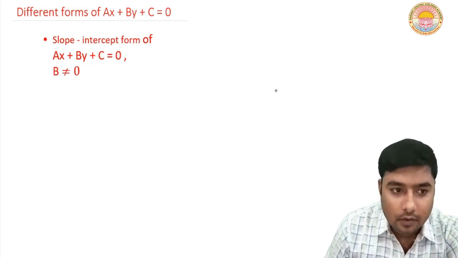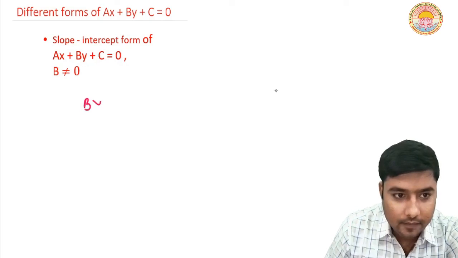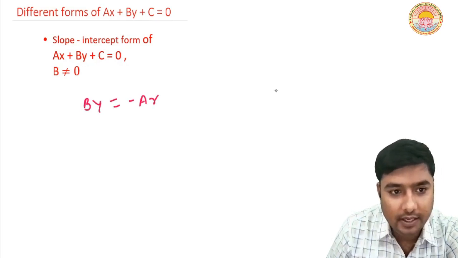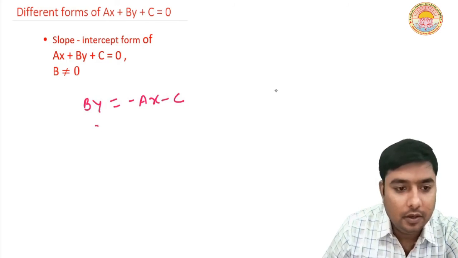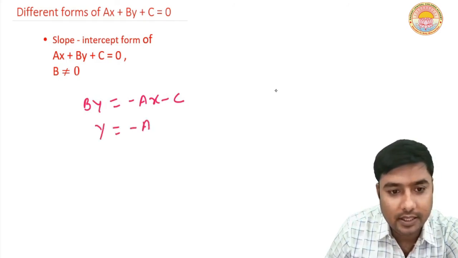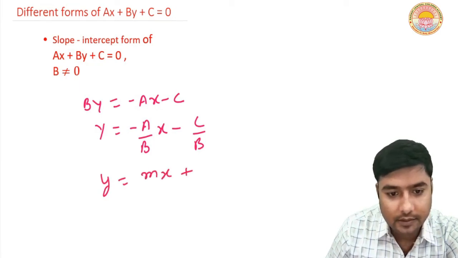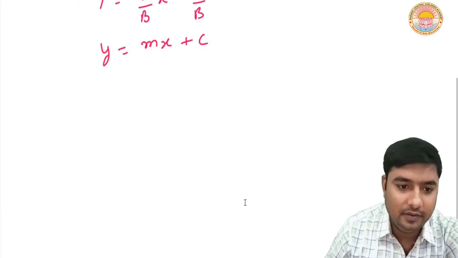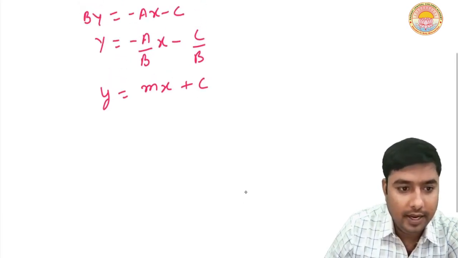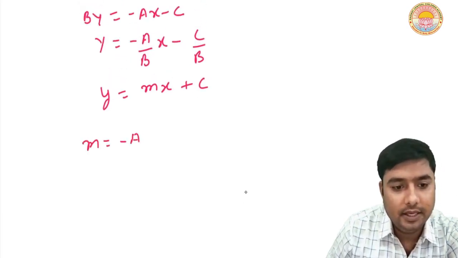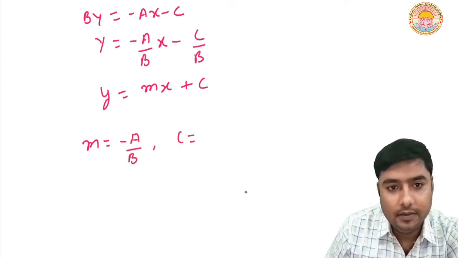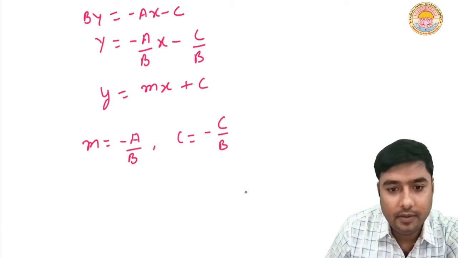We can write by equals minus ax minus c. Now we can write y equals minus a upon b into x minus c upon b. We compare this with y equals mx plus c. Now what is the value of m? m is minus a upon b. And what is the value of c? That is minus capital C upon capital B.